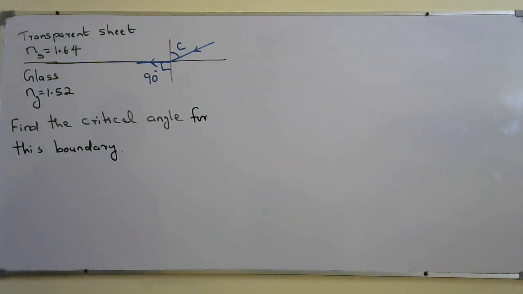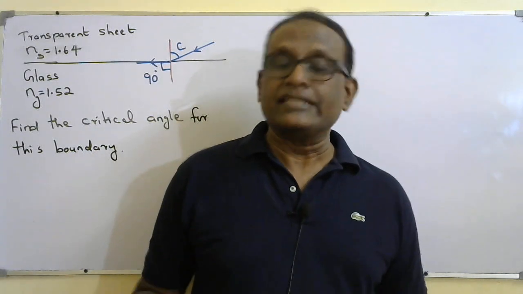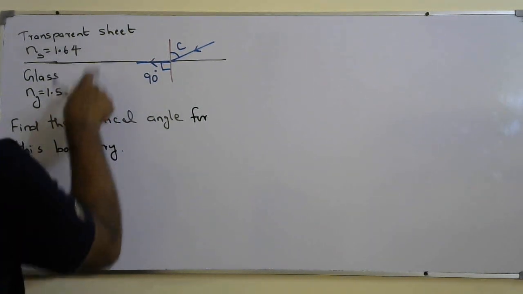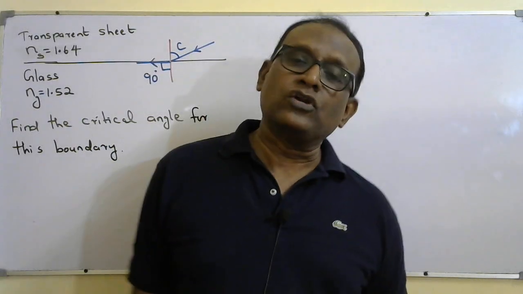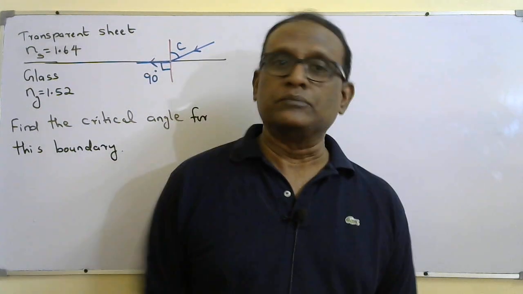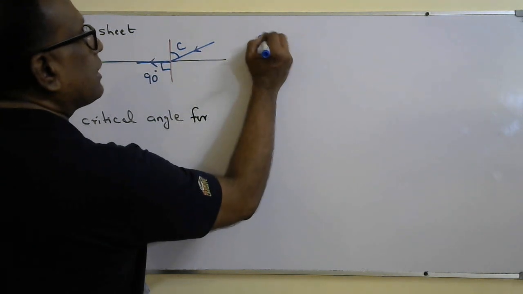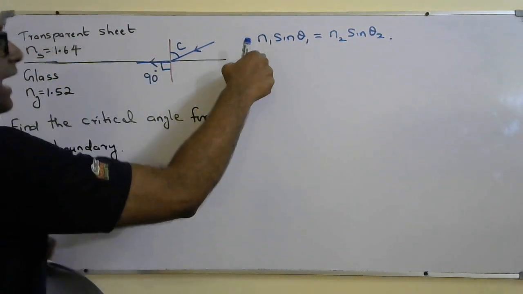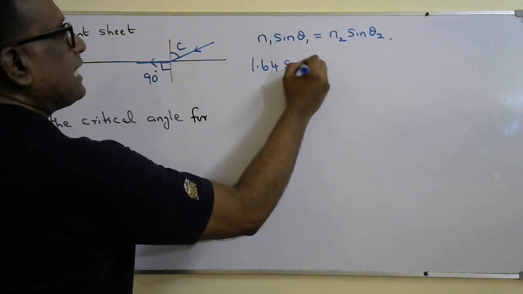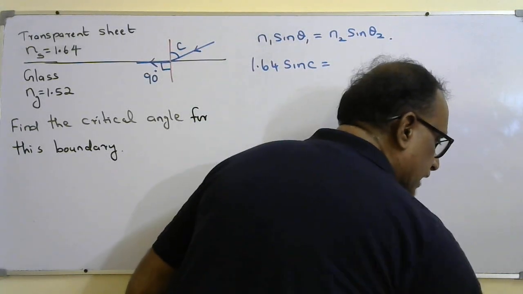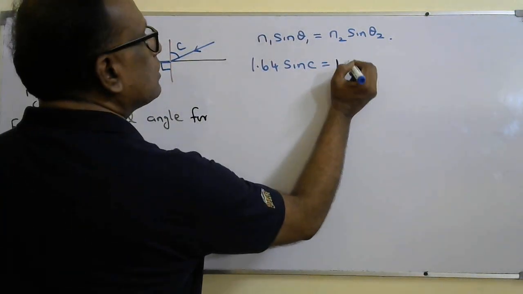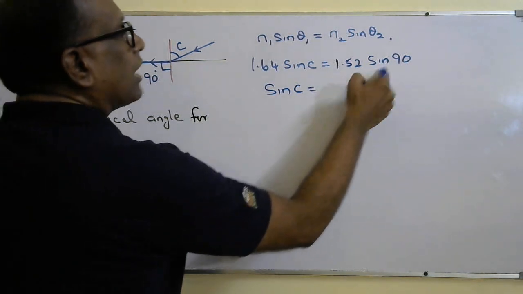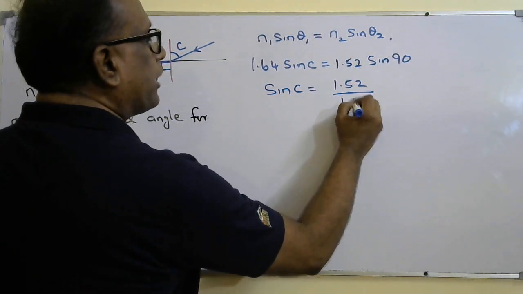Always the critical angle occurs inside the optically more denser medium, where the refractive index is more. So I need to find the critical angle for this boundary, meaning the transparent sheet, glass boundary. Light should move from the transparent sheet to glass, then there will be a critical angle inside the transparent sheet, because that is the optically more denser medium. So we'll use Snell's law, n1 sin theta 1 equals n2 sin theta 2. n1 is 1.64, sin C equals n2, that is for the glass, 1.52, sin 90. So sin C will be equal to 1.52 over 1.64.